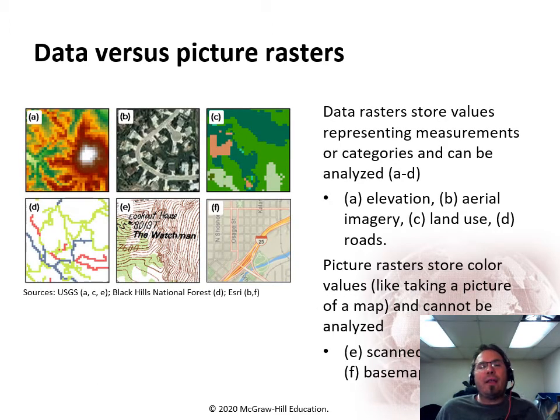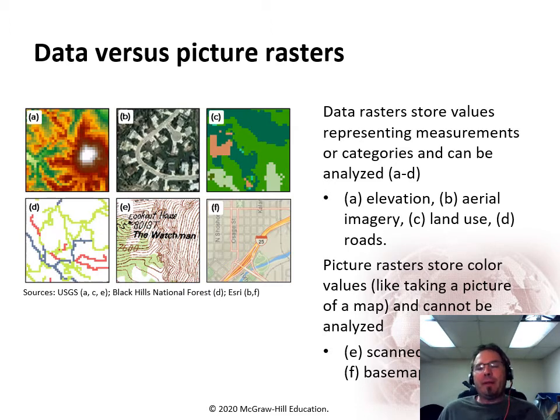So there's data rasters and there's picture rasters. I typically try to avoid picture rasters because that's all they're good for. They're literally just a background image. Data rasters actually store values, things like elevation, aerial imagery, land use. Whereas picture rasters store color values and cannot be analyzed in any way, shape, or form. Things like the USGS topo maps or any type of ArcGIS base map. It's important to understand the difference. People like to put these base maps on their maps without realizing you literally can't do anything with them other than zoom in or out or pan around them.